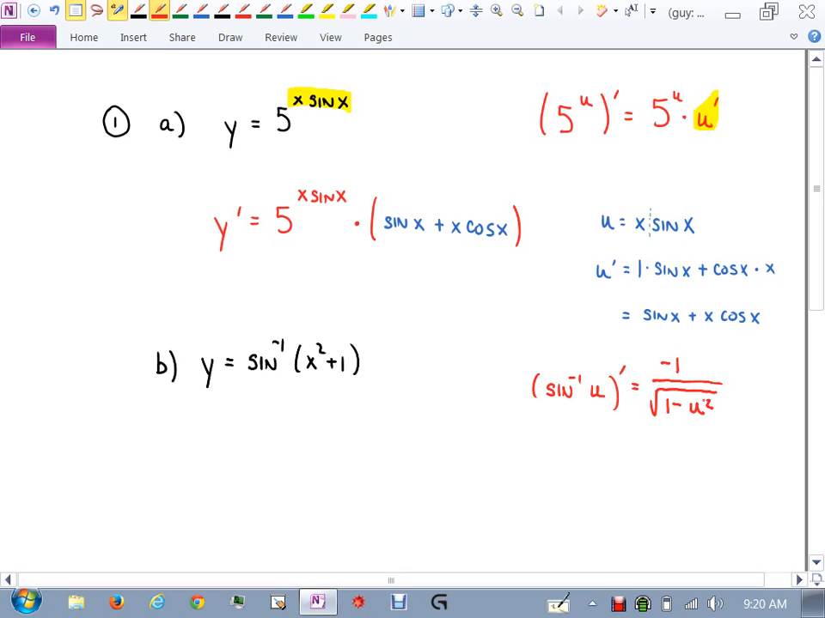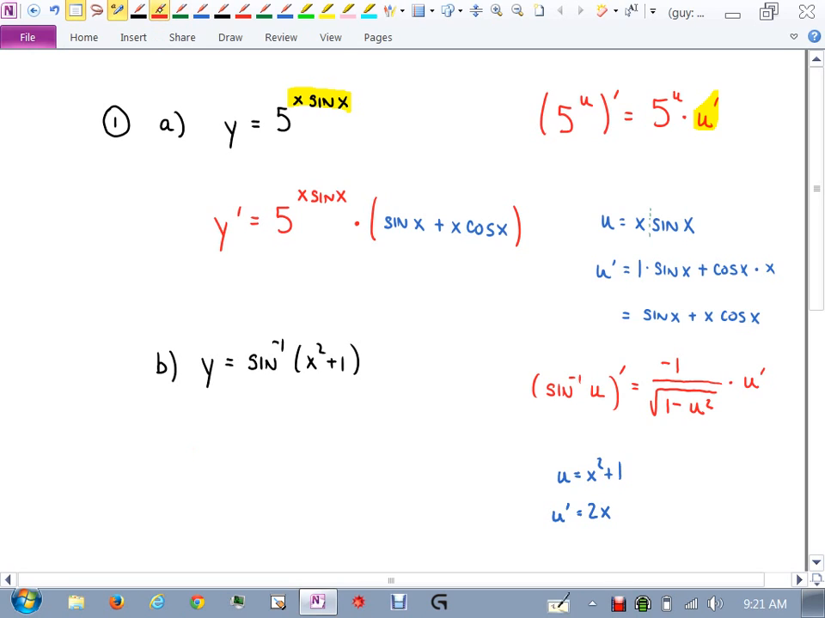But then chain rule would tell me I now need to multiply that whole thing by the derivative of whatever was inside this trig function. Just like up here, the derivative of 5 to the u is itself, but then times the derivative of what was up there. The derivative of arc sine of u is the formula, but then times the derivative of u. So for us, we need to figure out what u is. U for us is just x squared plus 1, so u prime would be 2x.